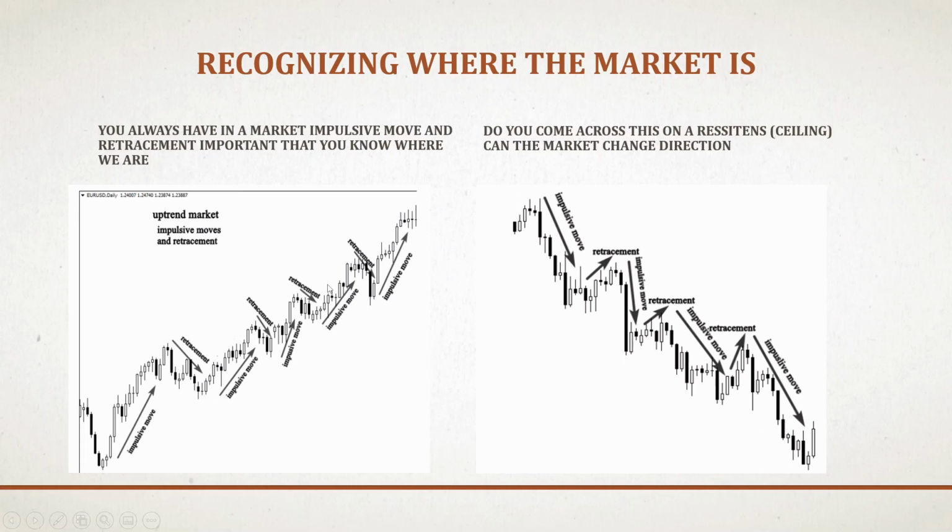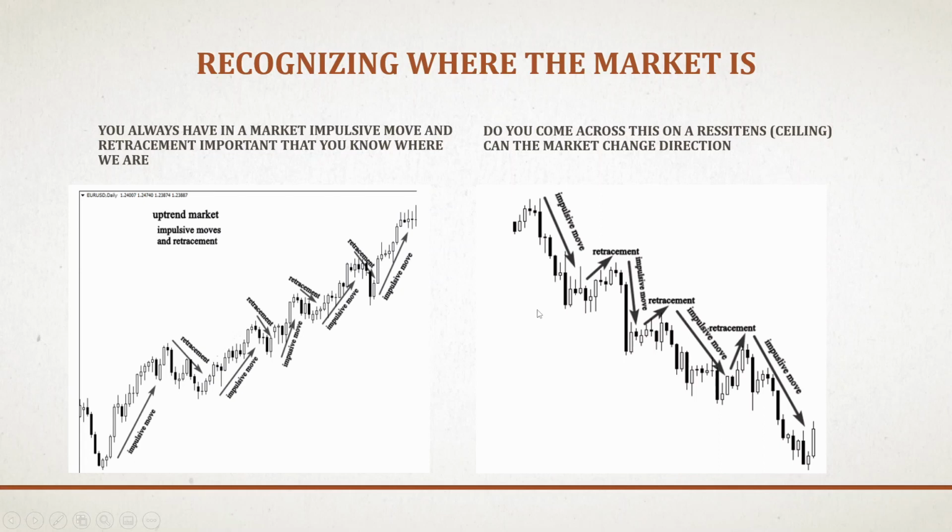Because if you draw a trend line, I'm going to have an example. If you drew a trend line here, a support line, once your impulsive move breaks through your support line, the support becomes a resistance line. So why is it a resistance line when it goes down?